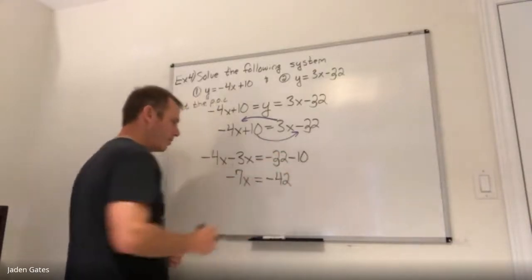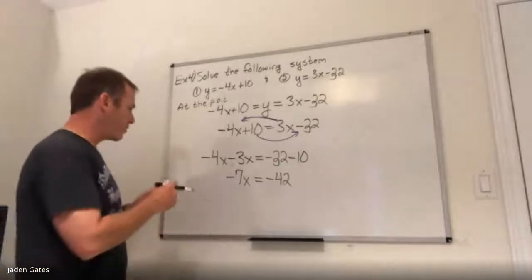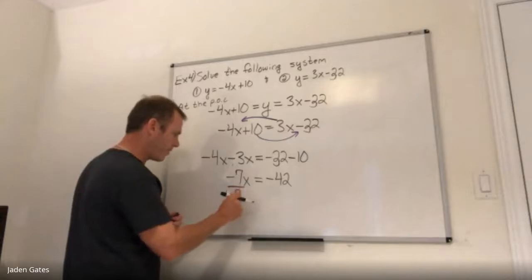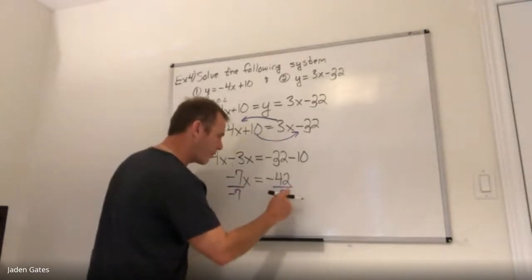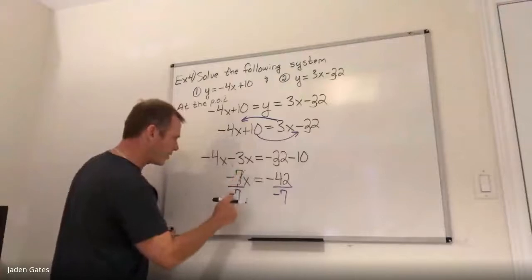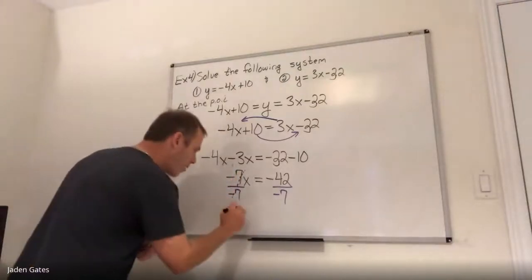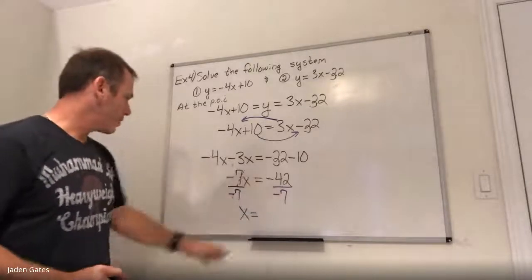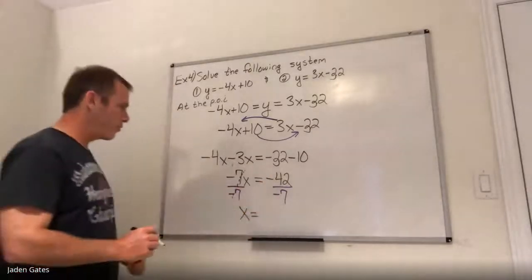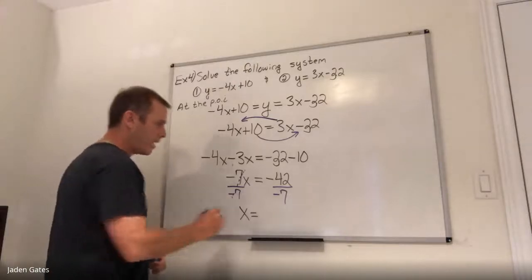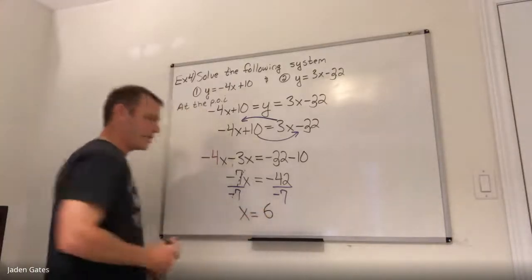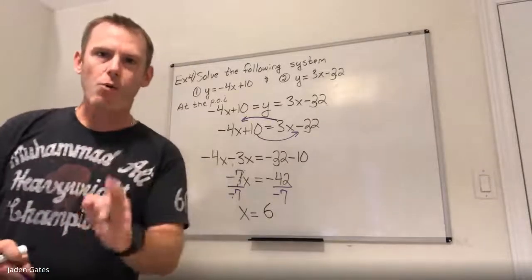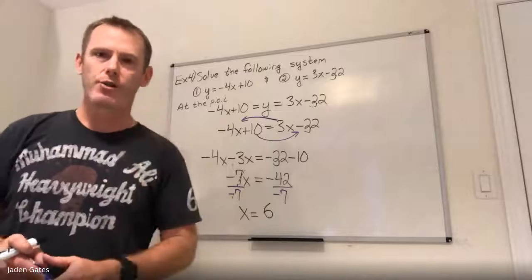Again, to get x by itself, I got to divide by the numerical coefficient. So I got a minus 7, and what I do to one side, I got to do to the other. Those minus 7s divide each other out. And for our x value, I get two negatives here, so it's going to be a positive answer. Minus 42 divided by negative 7 is a positive 6. What we just found out was the x coordinate for the point of intersection.